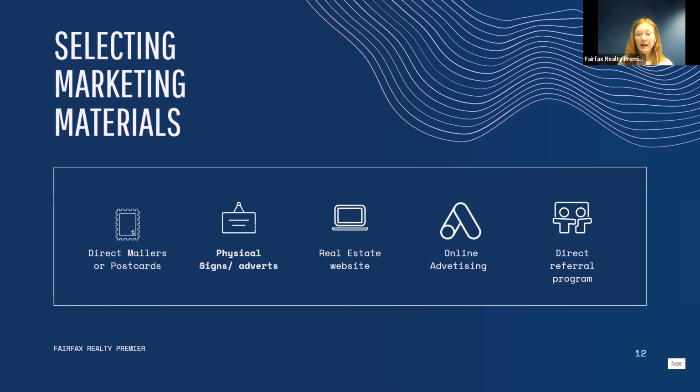than a physical flyer. So that's why online advertising can be very useful for agents, because you can keep attracting their attention. You can keep showing your advertisement towards them. You can also use physical signs and adverts. You can put signs in front of the homes. You can put adverts out into the world. You can use magazine advertising.